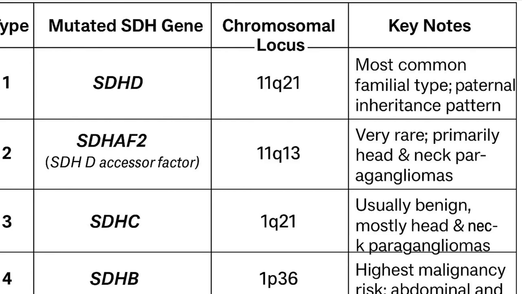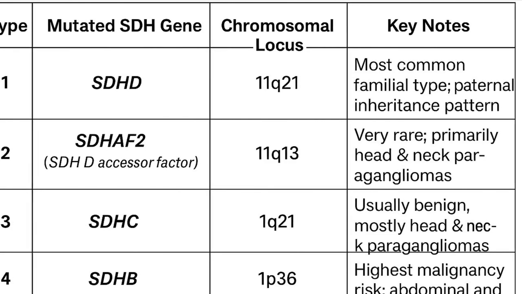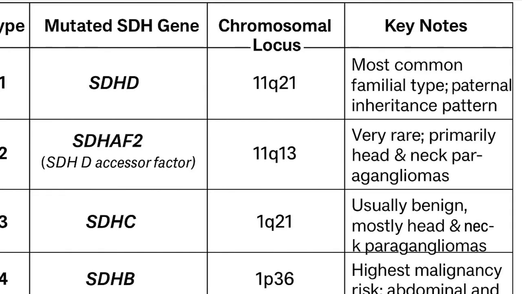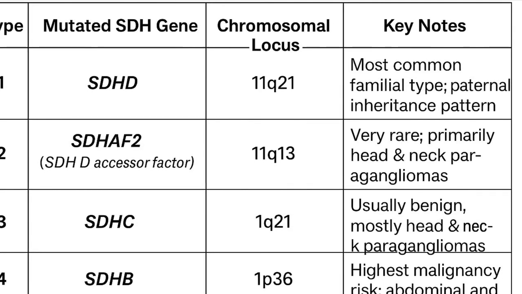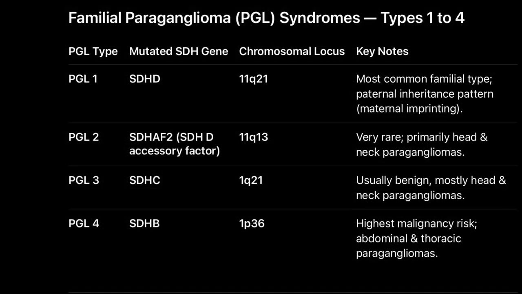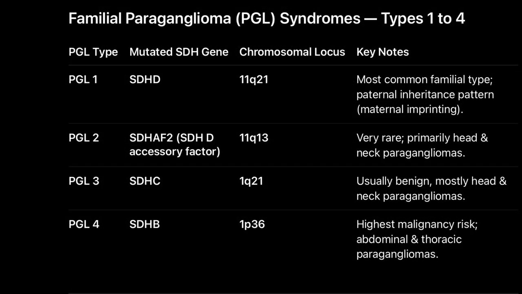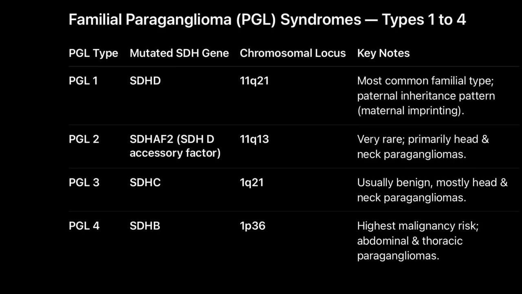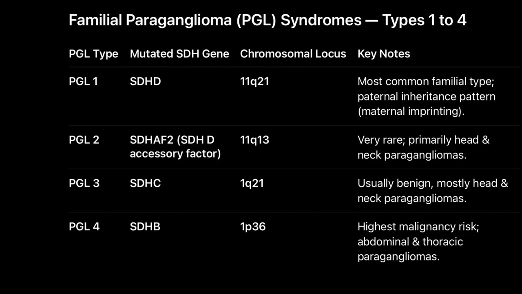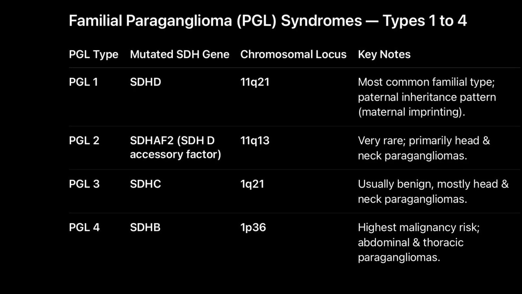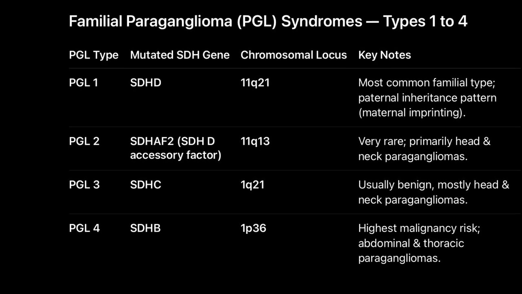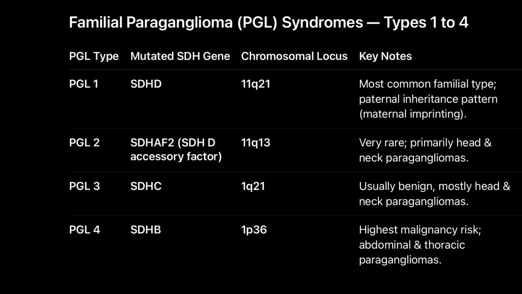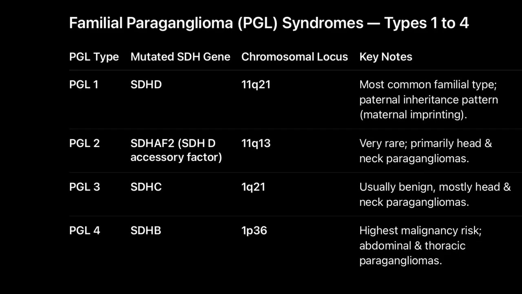Now, if you compare the mutated succinate dehydrogenase genes related to types 1 to 4, you can remember by DAC-B. Paraganglioma 1 is led by D, paraganglioma 2 by A, paraganglioma 3 by mutation C, and paraganglioma 4 by B. If you see chromosome location: type 1 11q21, type 2 11q13, type 3 1q21, type 4 1p36. These are the gene locations.